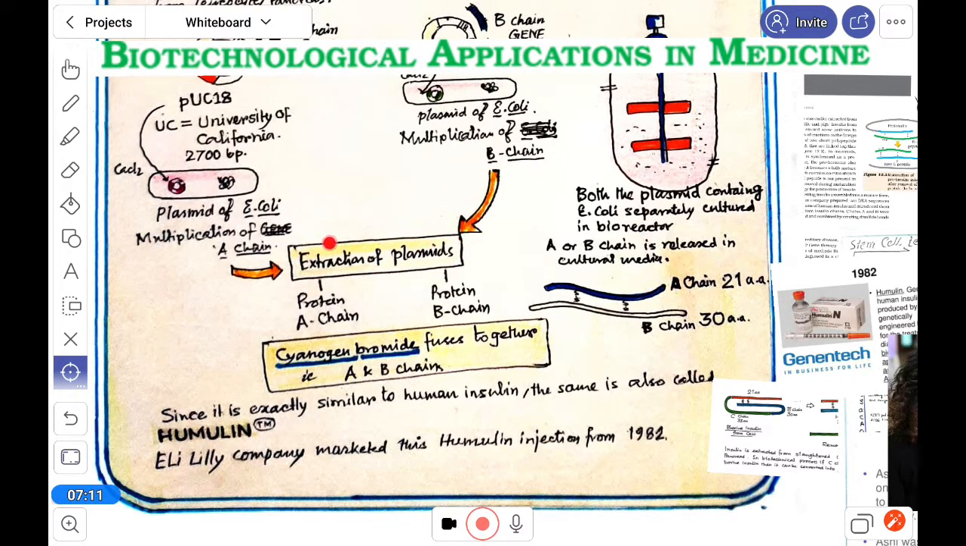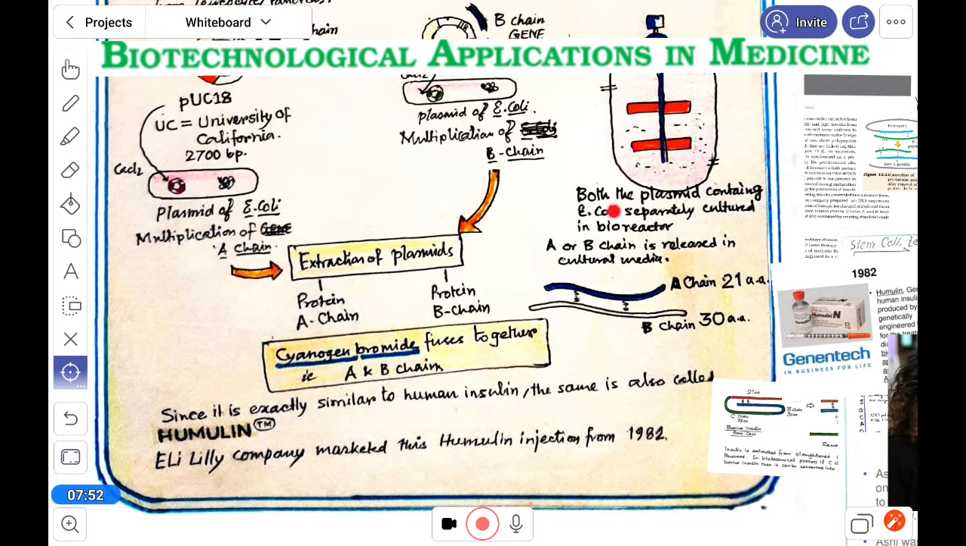When these two plasmids are extracted, the protein of the A chain and the protein of the B chain are collected. Now the A and B chains are combined and fused together with the help of cyanogen bromide, so that the A chain and the B chain are joined, and it is the human insulin.